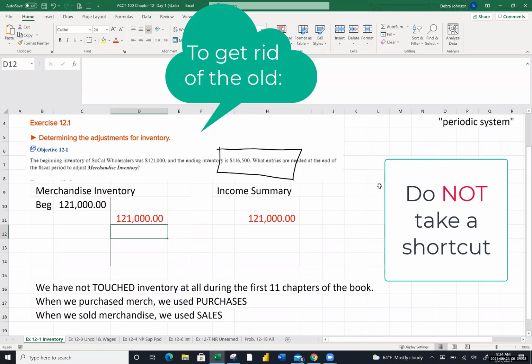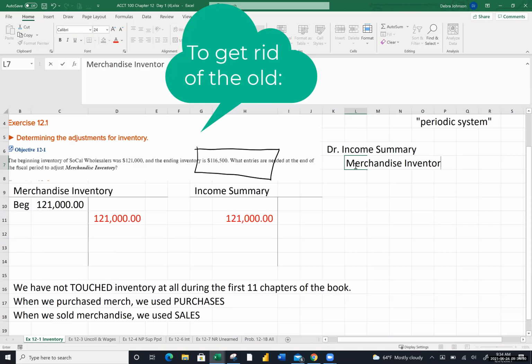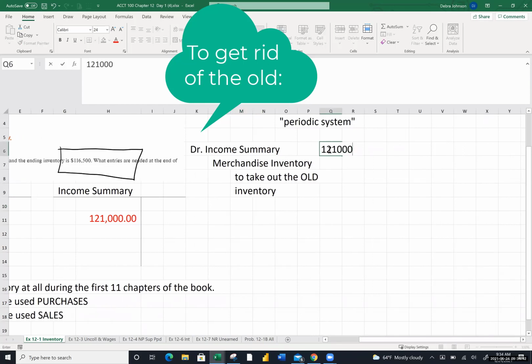Let me write the journal entry over here. You see it visually, but the only way we can get transactions into the accounting records is by doing journal entries. Journal entries are the way that we get information into this information system. So what we just did is we debited income summary and we credited merchandise inventory to take out the old inventory. That was for the 121,000 that this problem said existed.